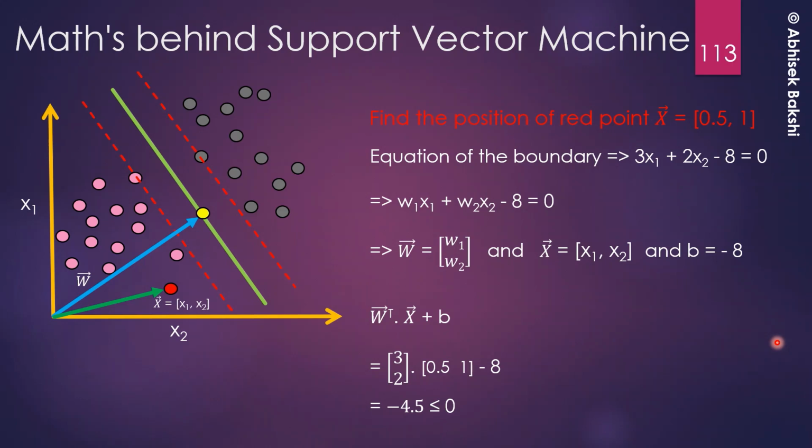And minus 4.5 is less than 0. It means that this particular point, whose position we are trying to find with respect to the decision boundary, is on the negative side. That's all. So in this way you can easily find out the location of any point by the equation of the decision rule.